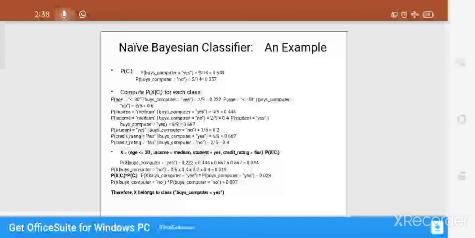This is the probability. The same we have to calculate for age less than or equal to 30 and buys_computer equals no. That will be 3 by 5, because buys_computer equals no occurs 5 times, and from that, for age group less than or equal to 30, there are 3. Clear? The same we have to find for income equals medium, buys_computer equals yes. If income is medium and buys_computer equals no, what will be the probability? That is given over here.